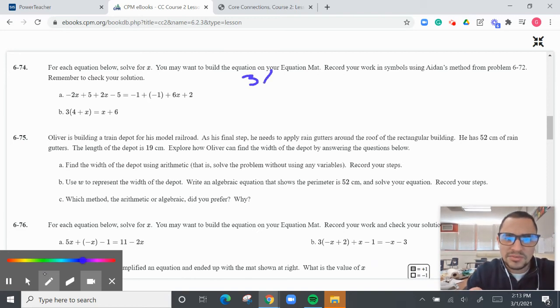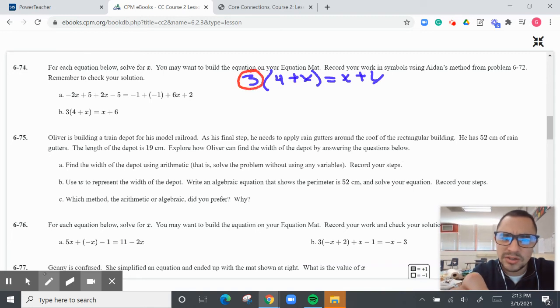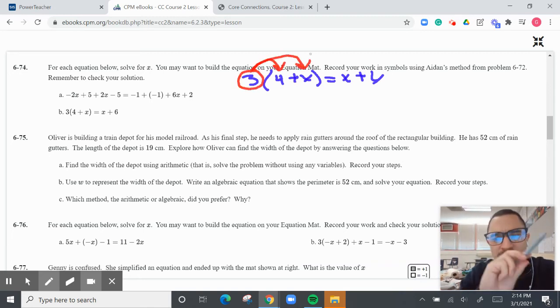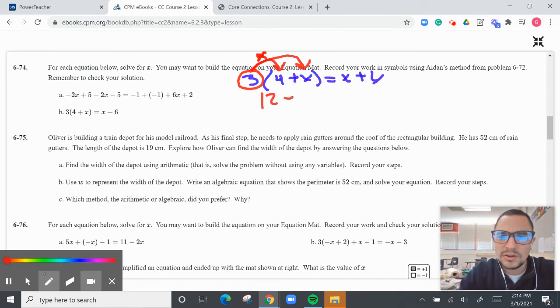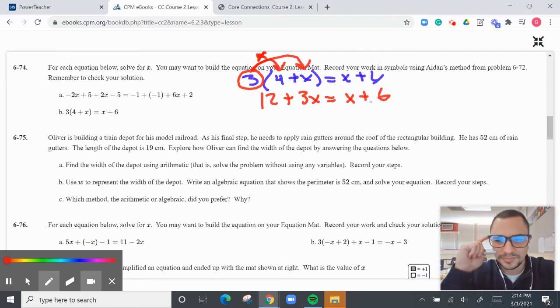And then we're going to have 3(4 plus x) equals x plus 6. And what do I do when distributing? If I'm not going to write my words, I circle my term and I draw arrows. I show my work that way. So I'm doing 3 times 4, and if you want, you can put a little times right there. 3 times 4, 3 times x. So that's going to be 12 plus 3x equals x plus 6.